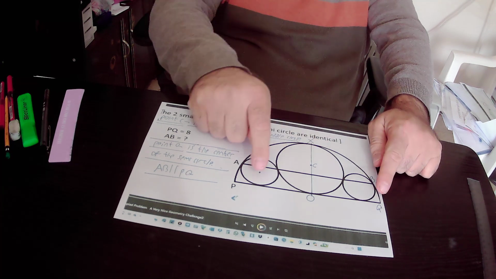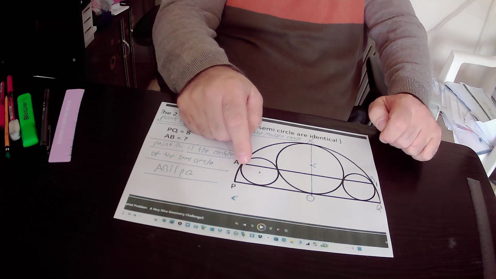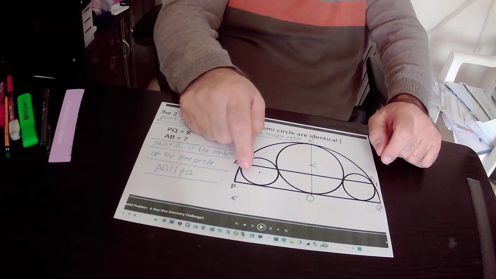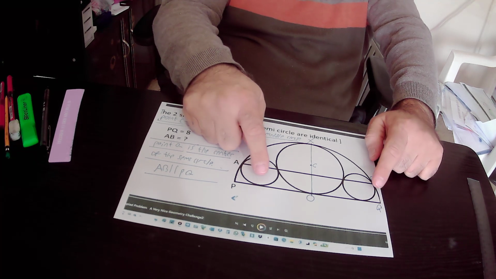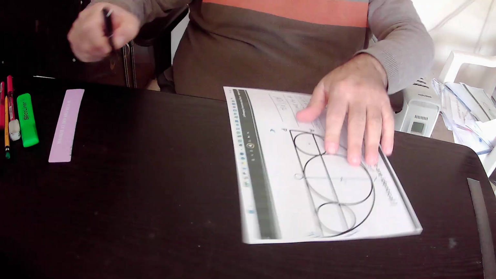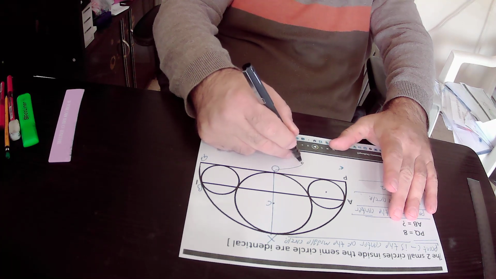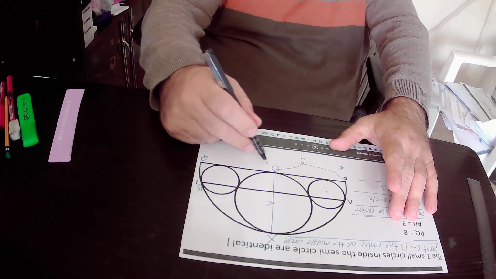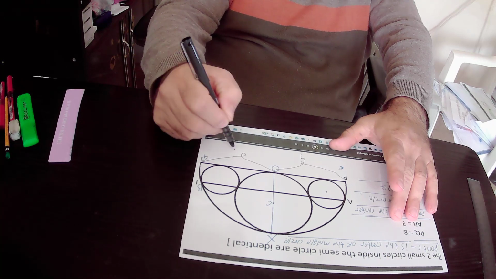We know that PQ, that is the diameter of the semicircle, equals 8 units, and the diameter of any circle is twice as large as the radius. So if the diameter equals 8 units, then the radius equals 4 units. So the radius of this semicircle equals 4 units. That is to say, PO, that is actually the radius of this semicircle, equals 4 units in its size, and OQ, that is also the radius of this semicircle, equals 4 units.